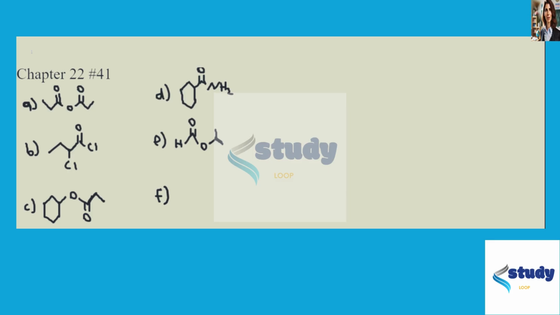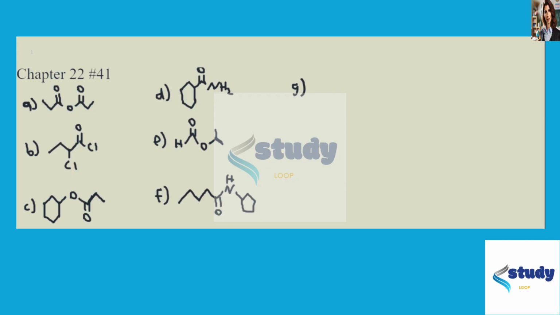For F, we have N-cyclopentyl pentanamide. So 1, 2, 3, 4, 5. So pentanamide, of course, means a 5-carbon chain amide. And then N-cyclopentyl means that we're going to have a cyclopentane group on the nitrogen. Okay, and so there is that.